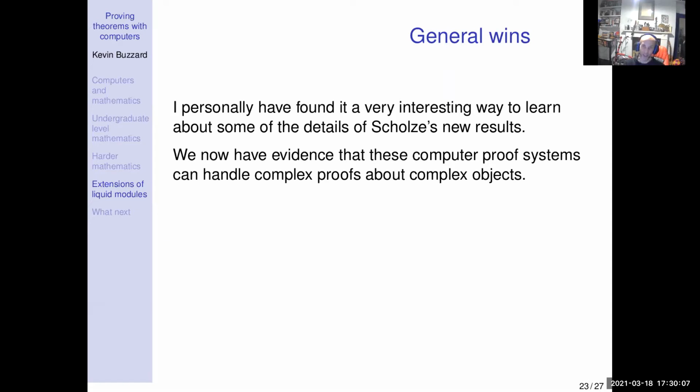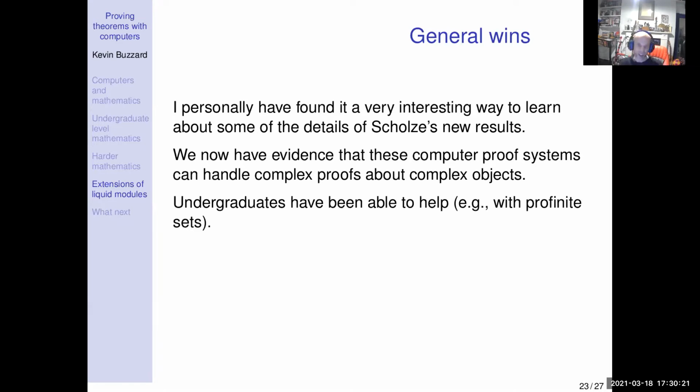This is in some sense the first evidence that we have that these systems can handle complicated proofs about complicated objects. So I suspected that this was the case, but now we're in the process of proving this thing. Undergraduates have been able to join in. We've needed facts about profinite sets.